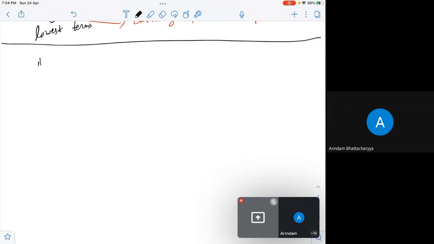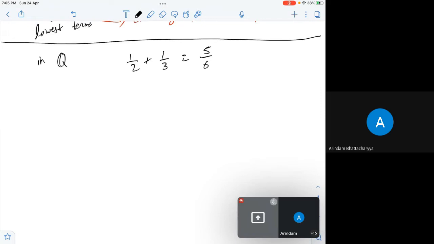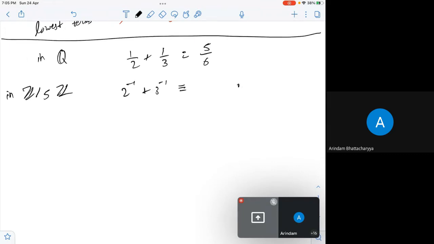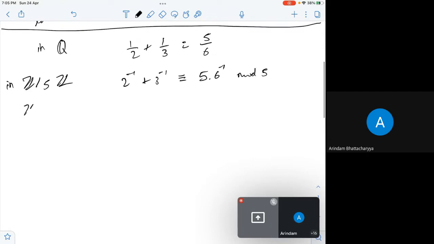So let's try out one more example. Let's say in Q, what's half plus one third? This is 5 by 6, right? And let's take some prime, let's say 5. What's 2 inverse plus 3 inverse mod 5? 0. Yeah, I'll just write that as 5 times 6 inverse.